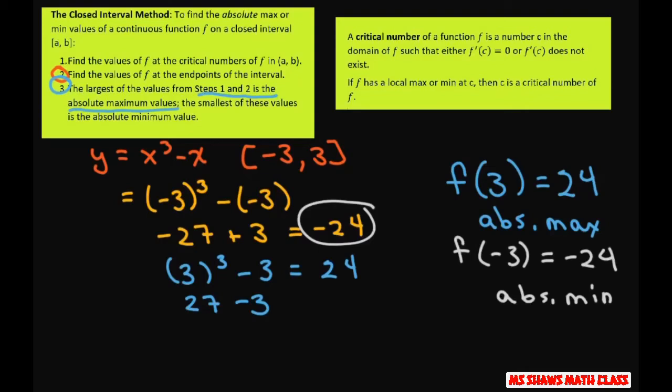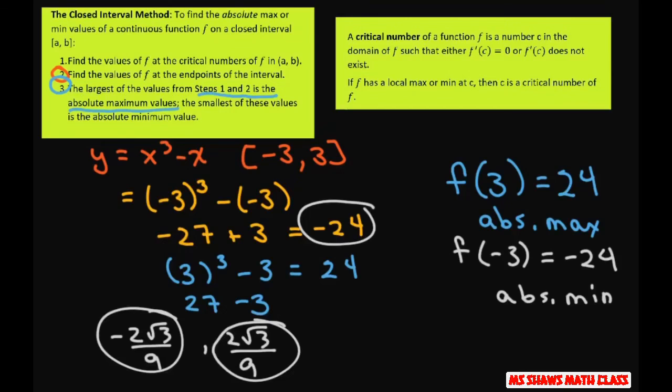And don't forget, our other two values were -2 square root of 3 divided by 9. That's when we had f of, I forgot what it was. But anyway, we had these two values and 2 square root of 3 over 9. But they're not absolute. These two numbers here, our critical numbers, are in between these two. So that wouldn't have anything to do with your absolute maximum and absolute minimum.